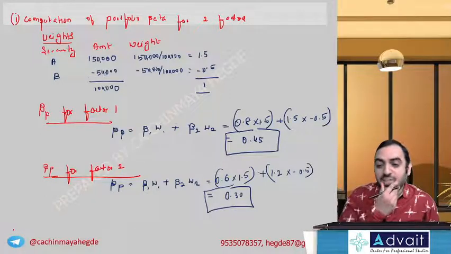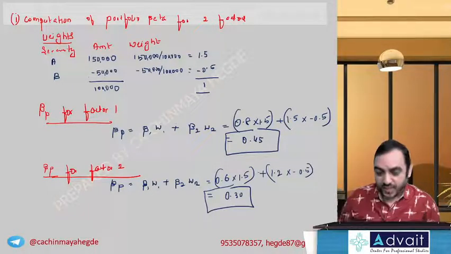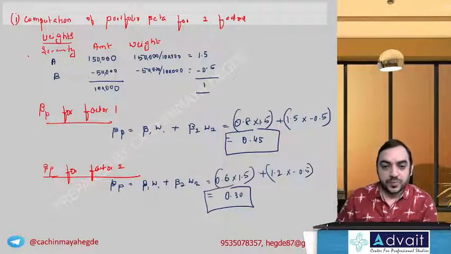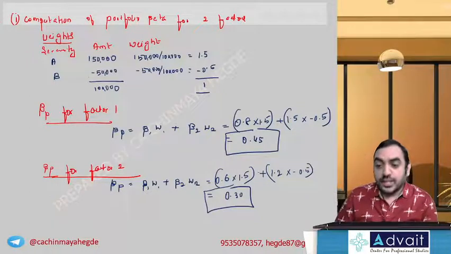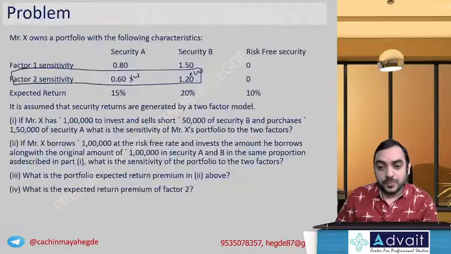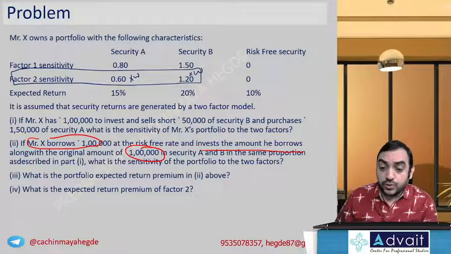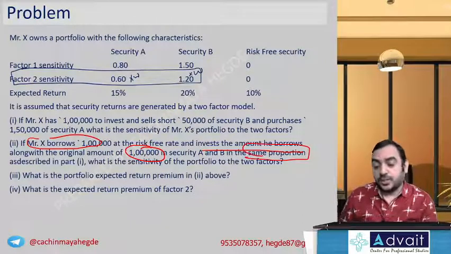Okay, hope you got these numbers right. I'll go to the second part of the problem. Let's see what is required in the second part of the problem. If Mr. X borrows 1 lakh and invests the amount he borrows along with the original amount in the same proportion.